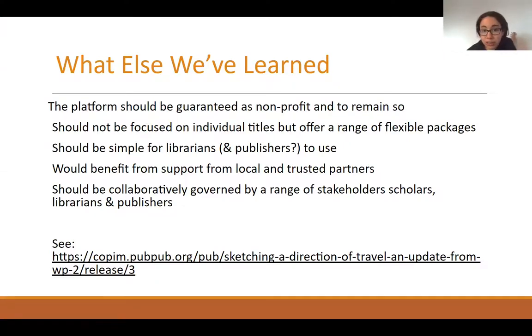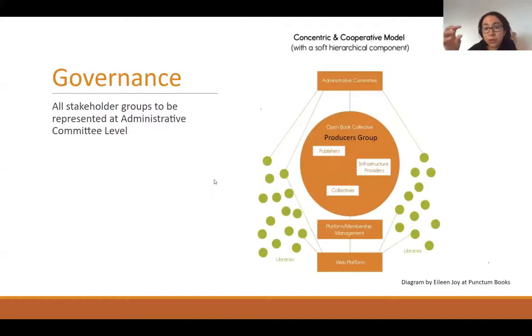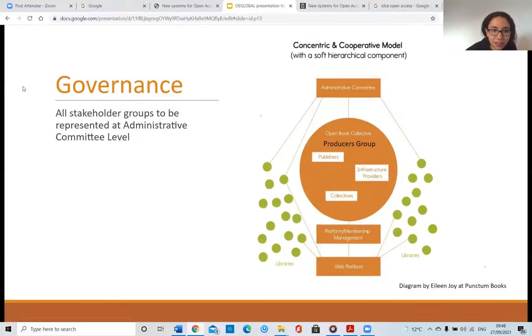What else have we learned? This is what our stakeholders have told us. The platform should be guaranteed nonprofit and it should remain so. So that's going to be in our statutes of integration. It shouldn't be focused, sorry, gone too far. How do I go back? There we go.